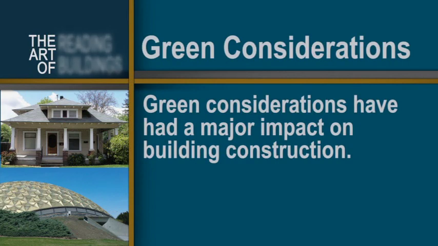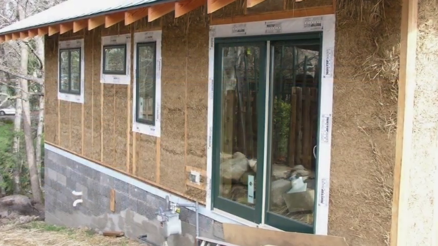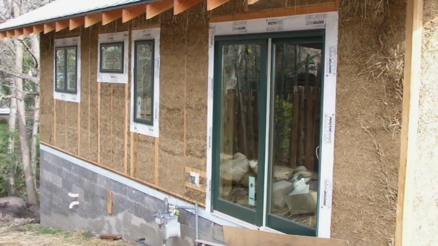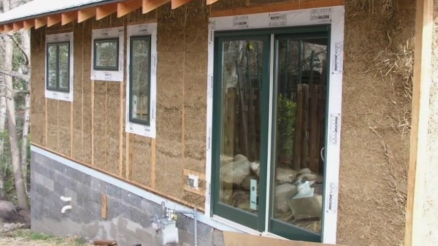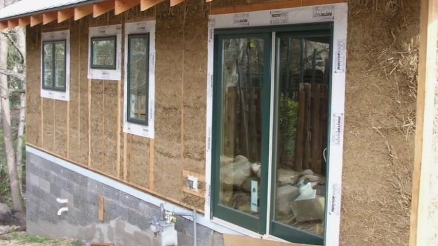Let's talk about green considerations just for a minute. Green considerations have had a major impact on building construction. Insulation, double pane windows, cool roofs. What does that all add up to? It holds the heat into a structure easier, and what happens is your rate of heat increase inside of a structure happens a lot faster. Flashover happens a lot faster.